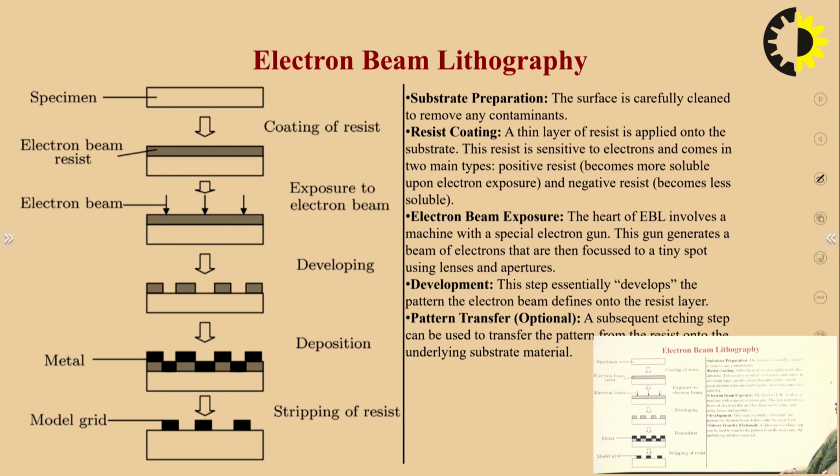So here I have quoted the steps. The first one is the substrate, same as we have done in optical lithography. Then there we used photoresist, but here we are using electron beam resist, right?